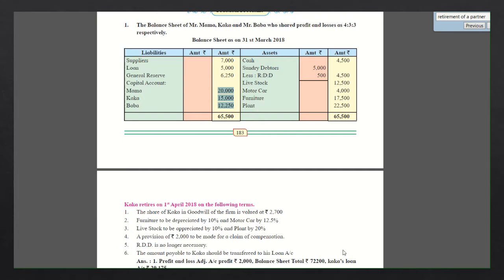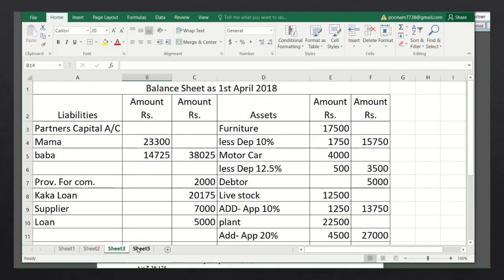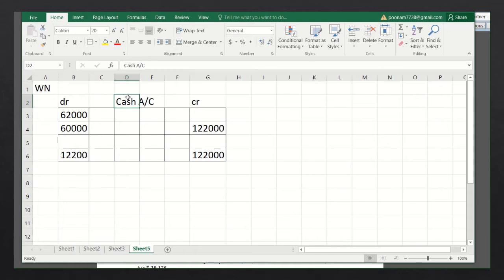Now we have to do the adjustments, we have to solve the adjustments. So what they are saying is that the share of Kaka in goodwill of the firm is valued at 2,700. So basically the goodwill is valued only for the share of Kaka. Kaka's share is 3/10, you already know that, students. So the journal entry for this will be goodwill account debit to. So better, what we should do, we should prepare one goodwill account in a working note, so you will not be confused about how to take the amounts. So better, you have to prepare a goodwill account.